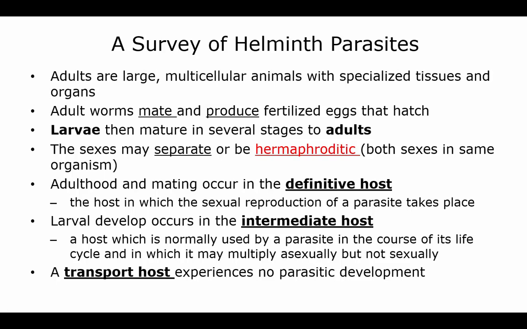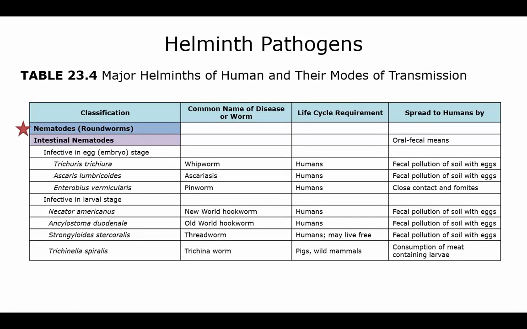Adulthood and mating are going to happen in the definitive host, which is the host in which the sexual reproduction of a parasite takes place. The larva develops in the intermediate host, which is the host that's normally used by the parasite in the course of its life cycle, and it may multiply asexually but not sexually here. A transport host has no parasitic development.